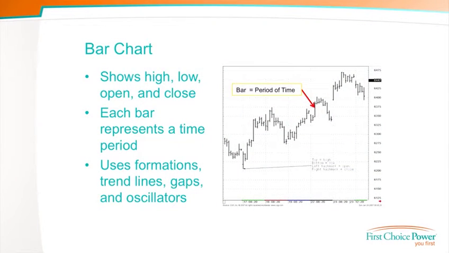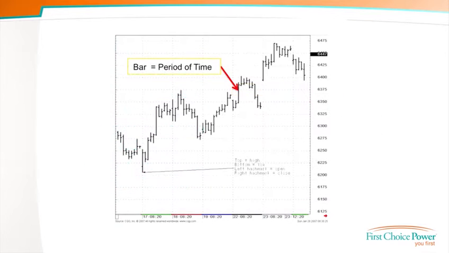Next chart we're going to talk about is a bar chart. And a bar chart, each bar of a bar chart, so each one of these long things, represents one time period. If you're talking about a daily chart, each one of those bars would be one day. If you were talking about a monthly chart, each one of those bars will be one month, right?